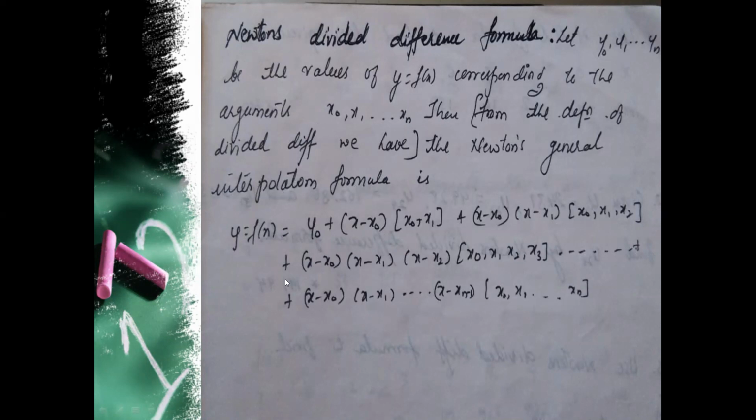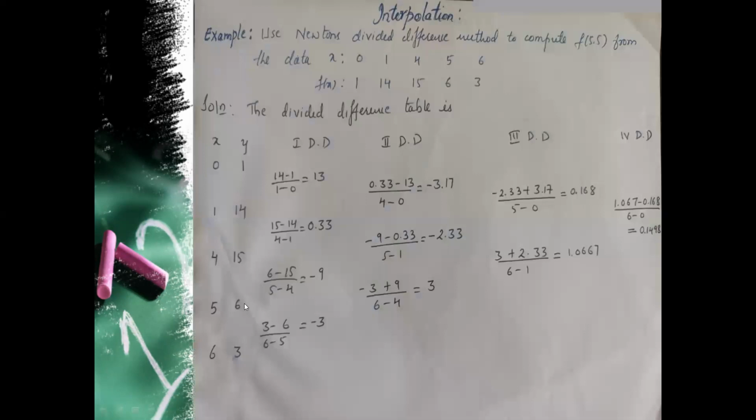Let us see the application to one of the examples. Consider this example. The data is given here. Now use Newton's divided difference method to compute f of 5.5. That's the question.